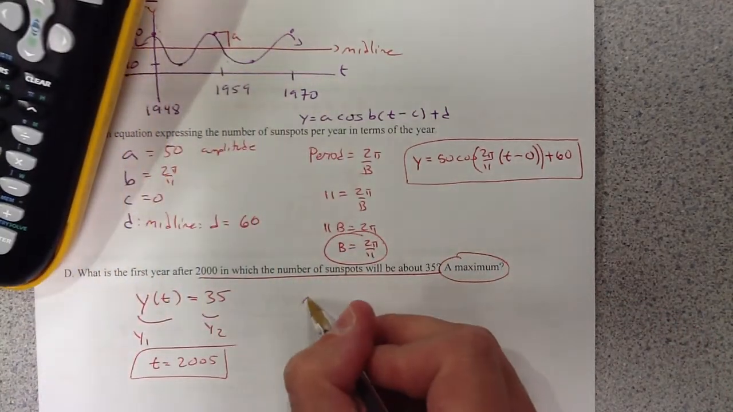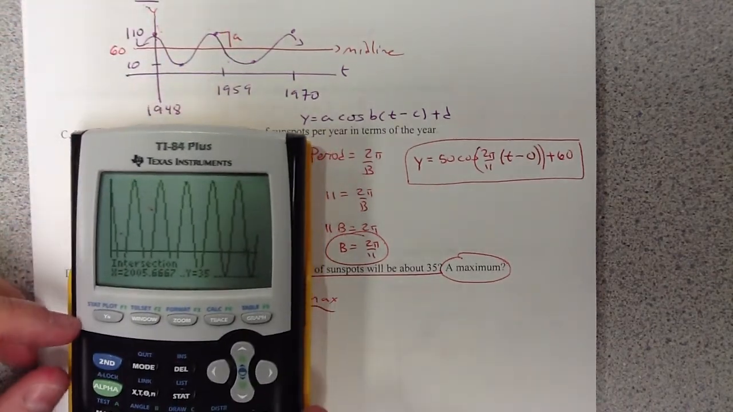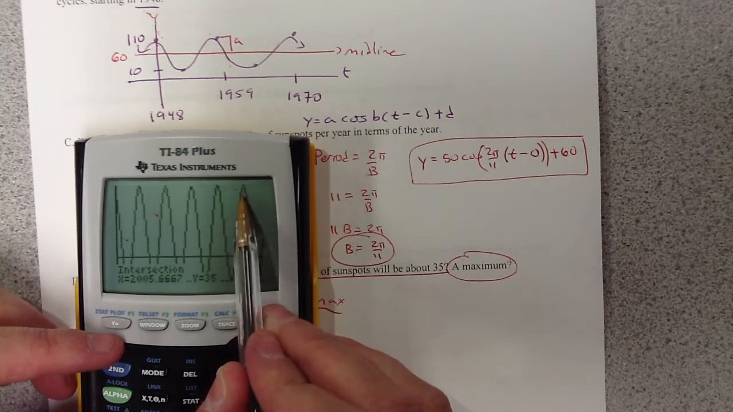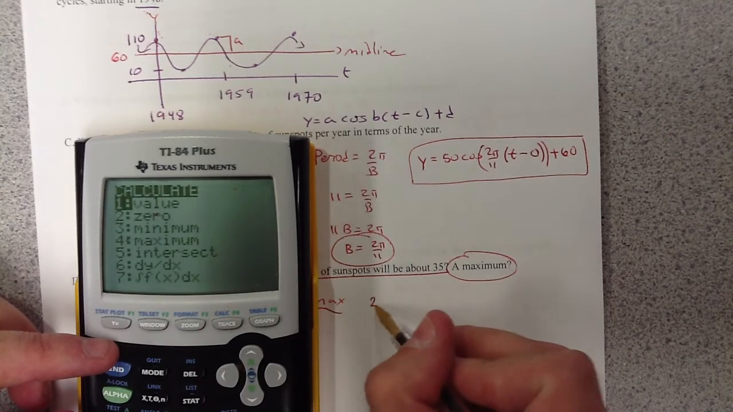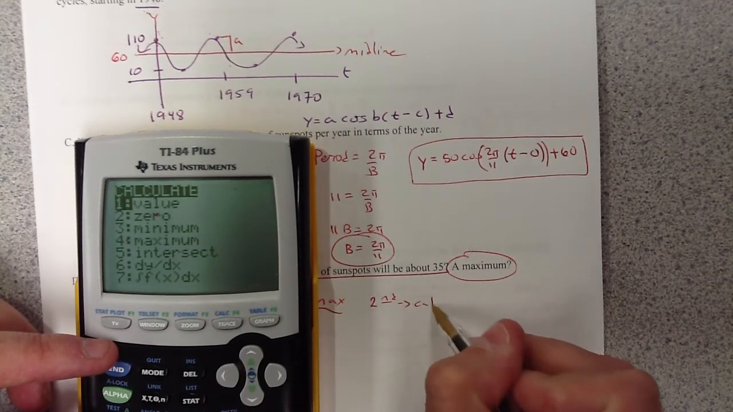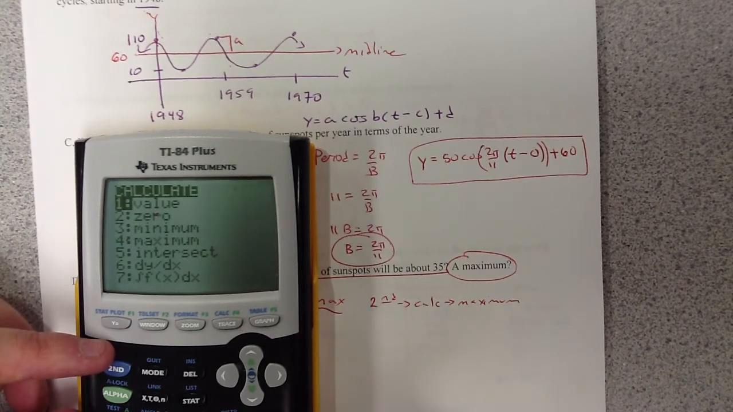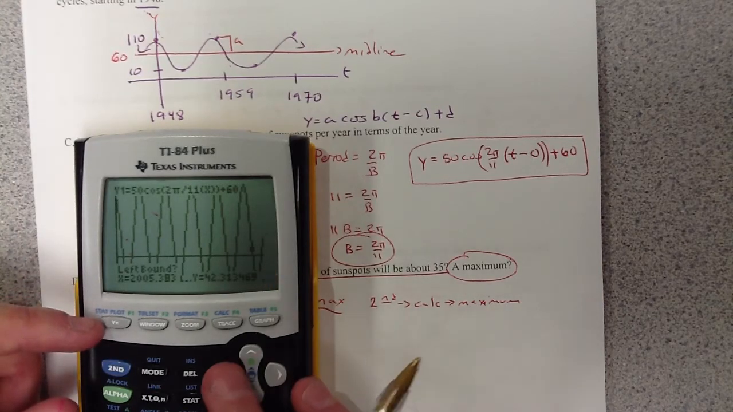Now, the next one says, when will it be a maximum? Now, this is a little bit tougher to do. So to get the maximum value after year 2000, it looks like it might occur right here. I am going to have to use my second calc maximum, because if I want to find a maximum, that will do it. Now, it says left bound, right bound. So I'm going to scroll.